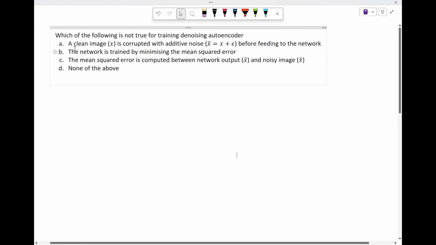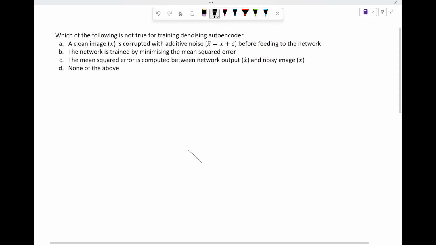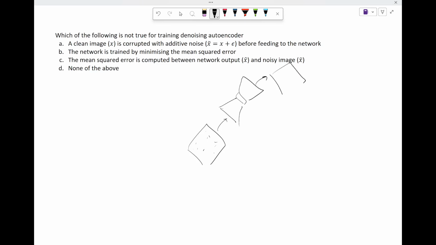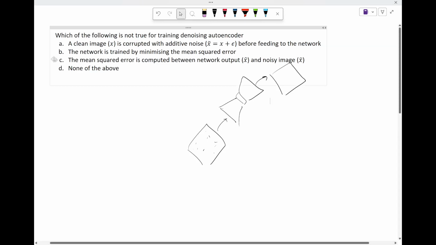So the purpose of a denoising autoencoder is, if you have some noisy image, you want to give it to your denoising autoencoder and it gives out a clean image. It removes the noise, denoises the image. So option A is: a clean image X is corrupted with additive noise, and you get X tilde equal to X plus epsilon before feeding to the network.